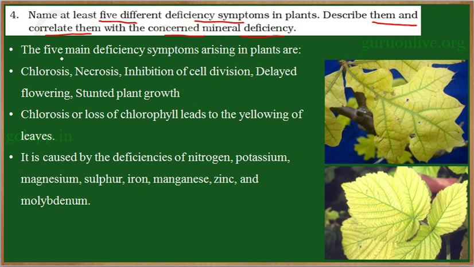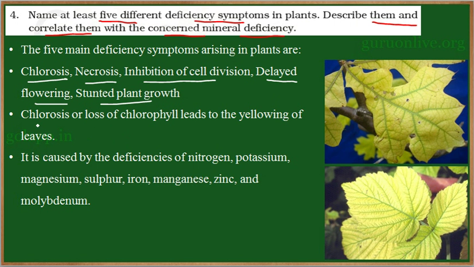So the 5 main deficiency symptoms in plants are chlorosis, necrosis, inhibition of cell division, delayed flowering, and stunted plant growth. These symptoms are due to the deficiency of particular minerals, and let us see which mineral deficiency leads to these symptoms.